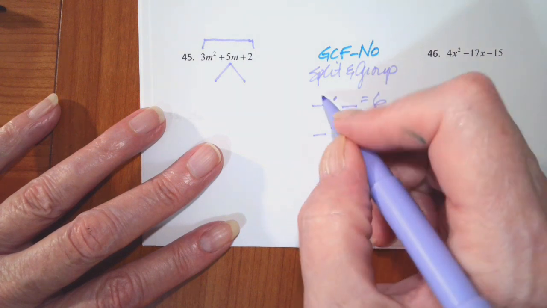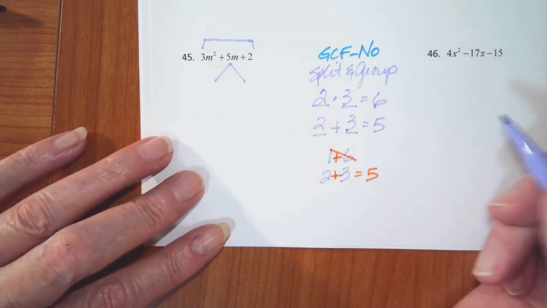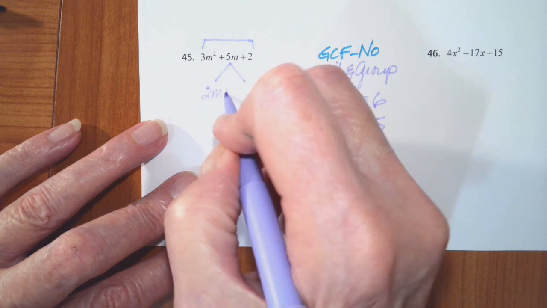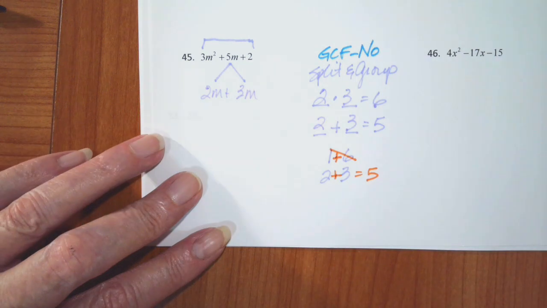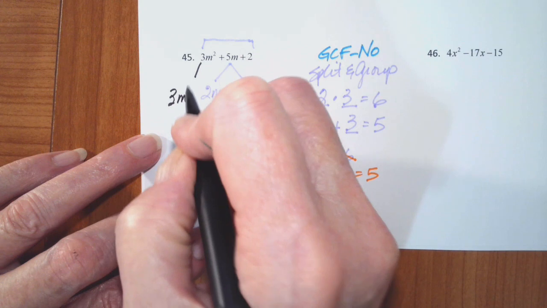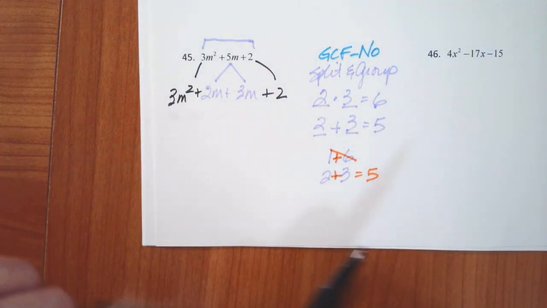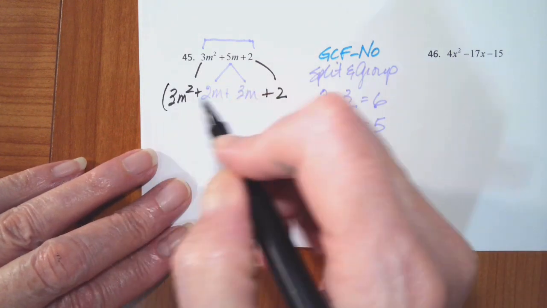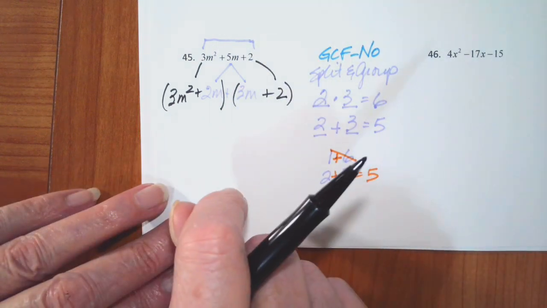So my factors are 2 times 3 is 6. 2 plus 3 is 5. Well, if 2 plus 3 is 5, then 2m plus 3m is equal to 5m. Then I bring down my 3m squared and my 2, and now I group them. So I group these two together. I have a plus sign, so I can group these two together without doing anything.